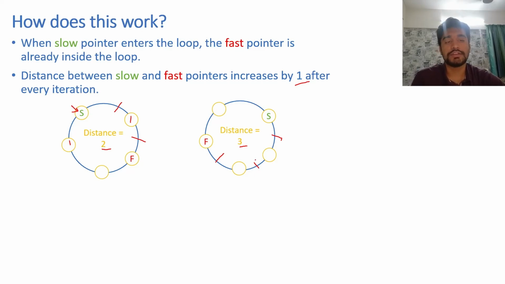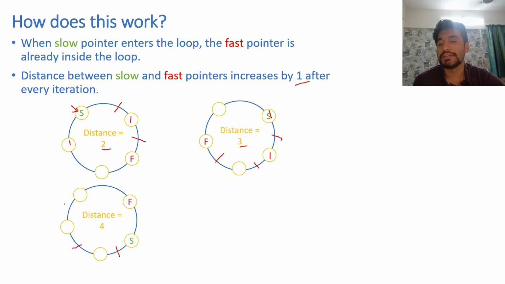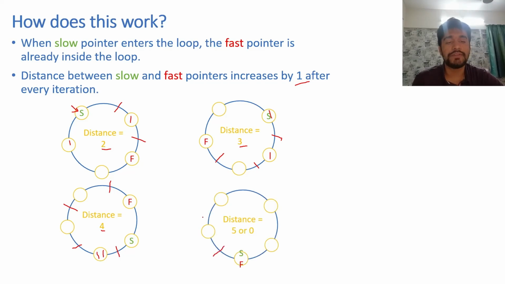In the next iteration, S shall arrive here and F shall arrive here. And the distance between the slow and fast pointers is equal to 4 units. We can again see that the distance has increased by 1 unit in one iteration. In the next iteration, S shall arrive here and F shall arrive here. And the distance between the slow and fast pointers is equal to 5 units. But because these nodes are arranged in the form of a loop, the distance between them is also equal to 0. Now what does this imply?